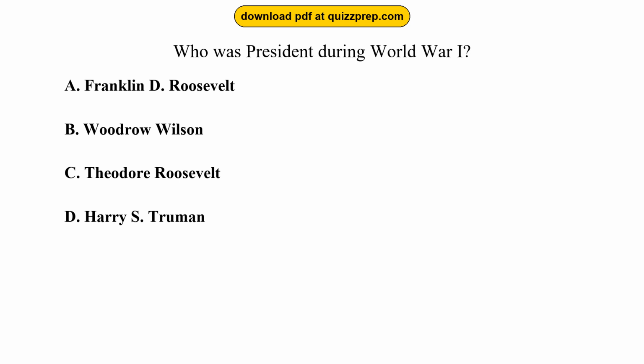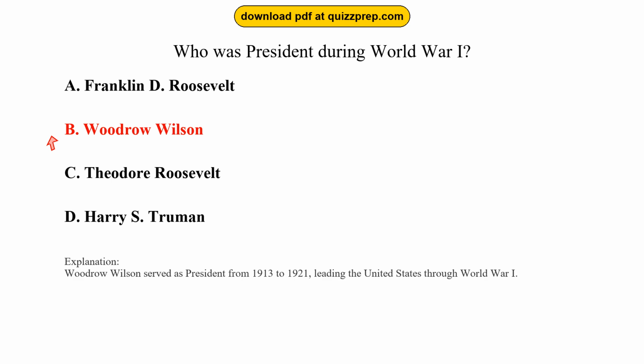Option C, Theodore Roosevelt. Option D, Harry S. Truman. The correct answer is option B, Woodrow Wilson. Woodrow Wilson served as president from 1913 to 1921, leading the United States through World War I.